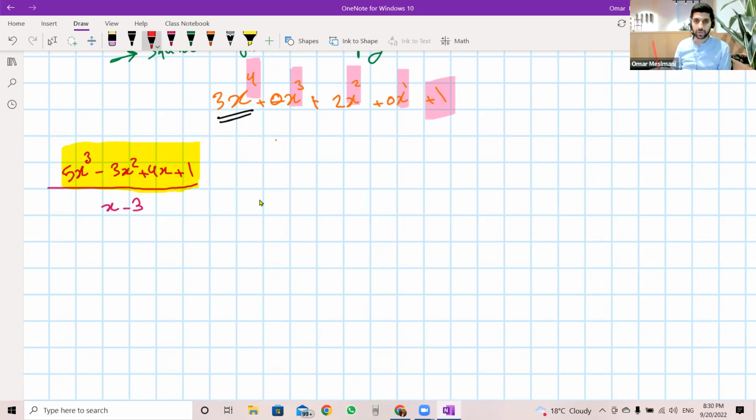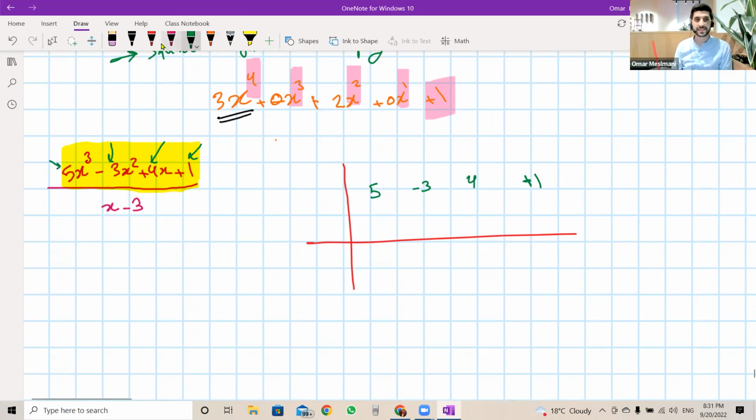So what should you do? I will tell you what you should do. Stay with me for a minute. First of all, you draw a line. You write only the coefficients, Jawad. Coefficients of the numerator only. So you take a 5, you take a -3, you take a 4. Okay, so we took all the coefficients.